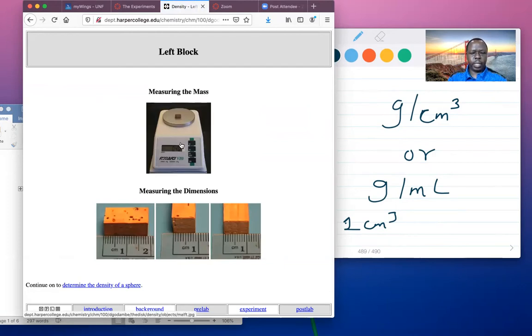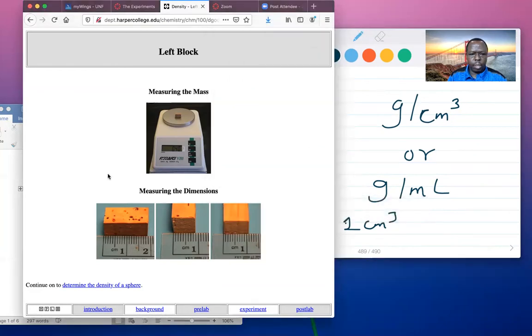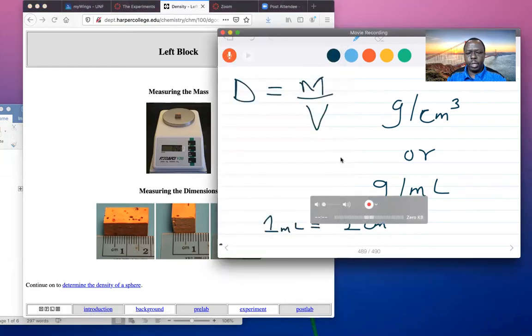This is the mass, all right? And you will find the dimension using the scale given on the measurement right here, the dimension, so that you use the formula to find the density.